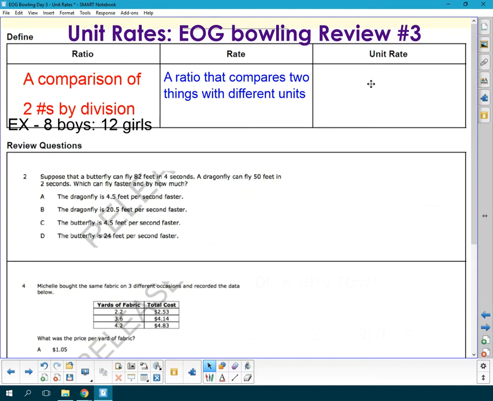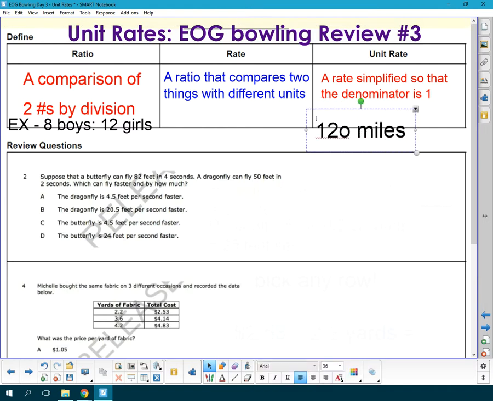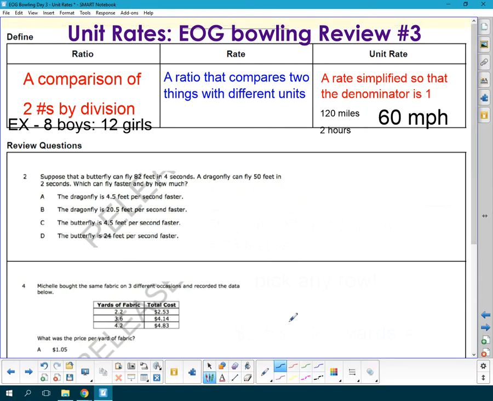The big thing that these problems will be about is the unit rate. That's the rate that's simplified so that the denominator is 1. For instance, if I went 120 miles, and I did it all in 2 hours, I could find my unit rate by taking 120 and dividing it by 2. That's the same thing as 60 miles per hour. That would be the unit rate for that rate. You simplify by dividing the numerator by the denominator, and you get a unit rate.